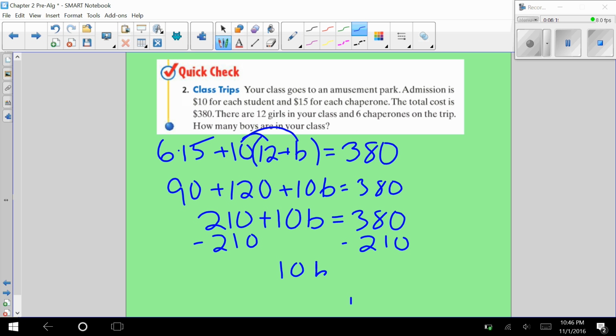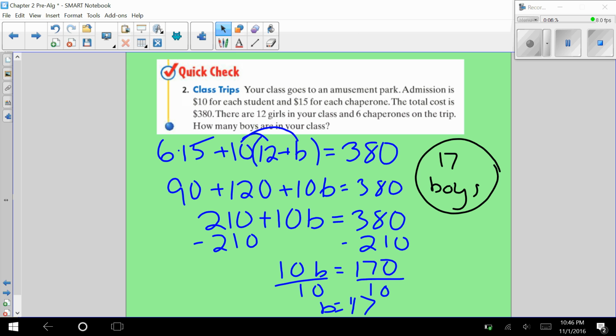So if 10b equals 170, divide by 10, and b equals 17. My final answer is that there are 17 boys on the trip. Let's check that in our heads quick. If there are 17 boys and 12 girls, there are 29 total students. There are 29 total students, and each one pays $10. That's $290. Plus the 90 from my chaperones makes $380. It works.